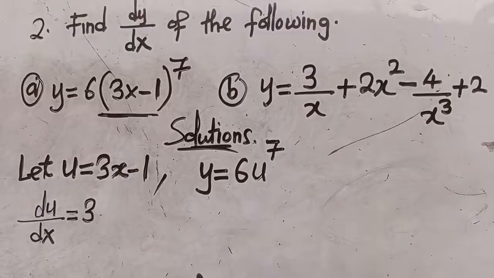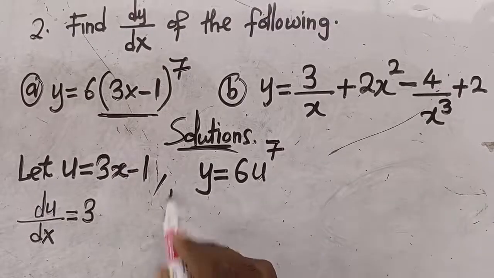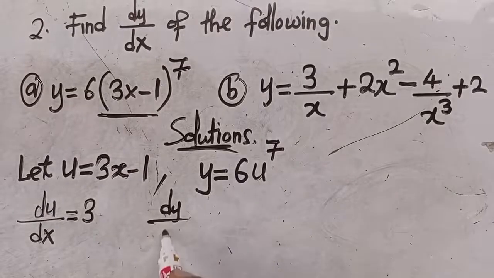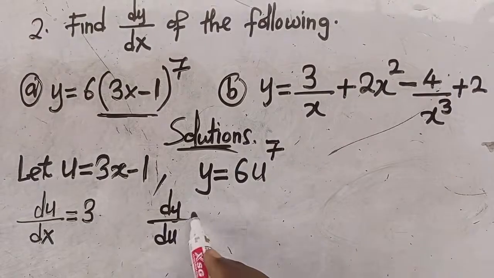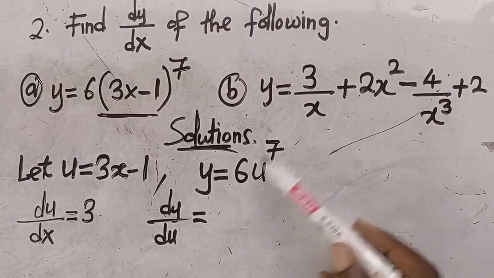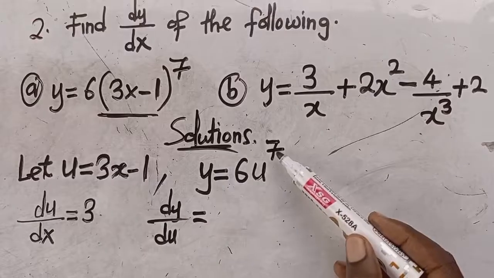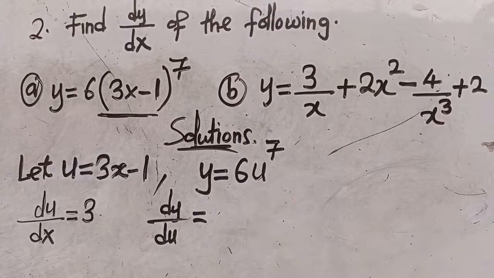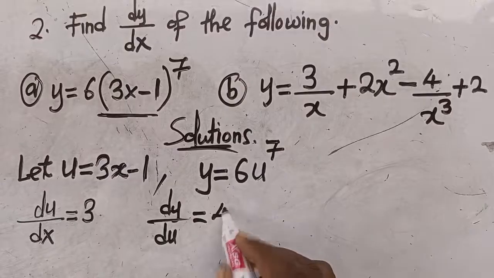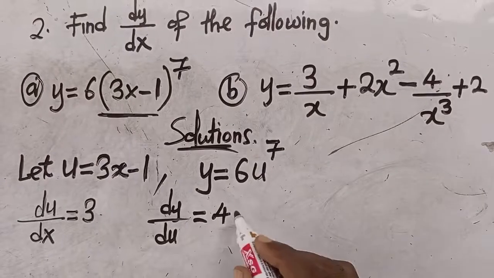We go to this one. We are differentiating y with respect to u. So dy/du is equal to, we multiply here. What is 7 times 6? Definitely you are going to get 42, isn't it? If I'm not mistaken. We get 42.